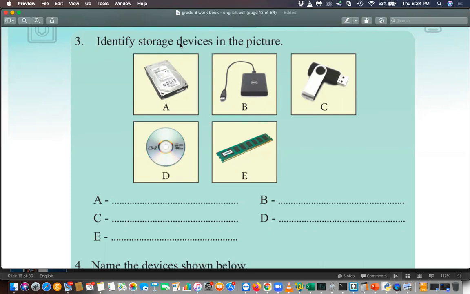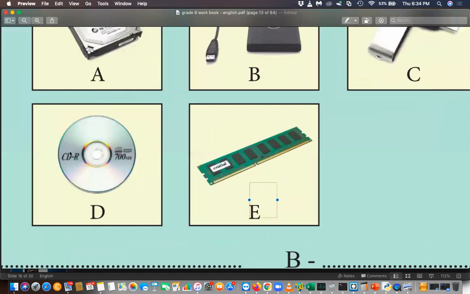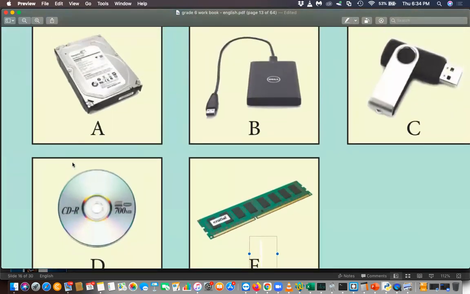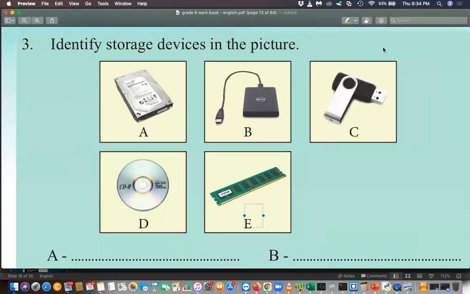So let me zoom this a little. This is CD, right? It's not DVD. Okay, anything that you know? Come on, you don't know anything? What is this?